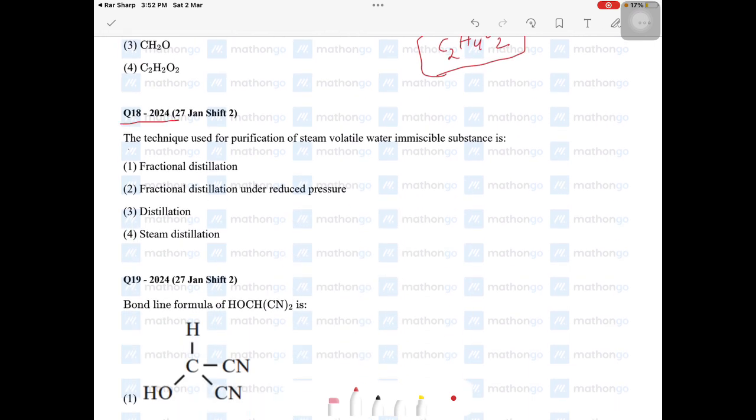18th question. A technique used for purification of steam volatile water immiscible substance. In the question only they mention steam volatile, that's why fourth option, steam distillation, is correct.